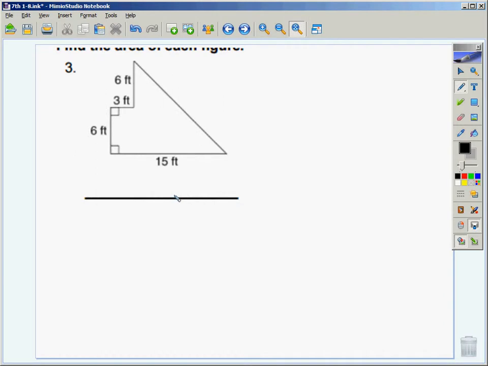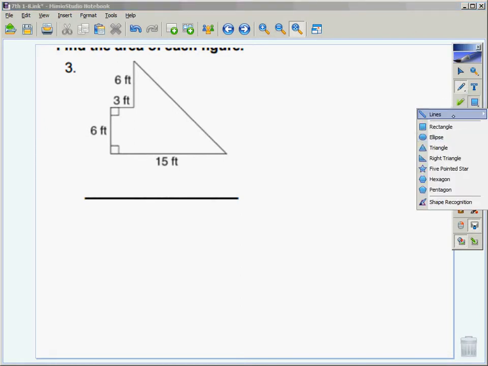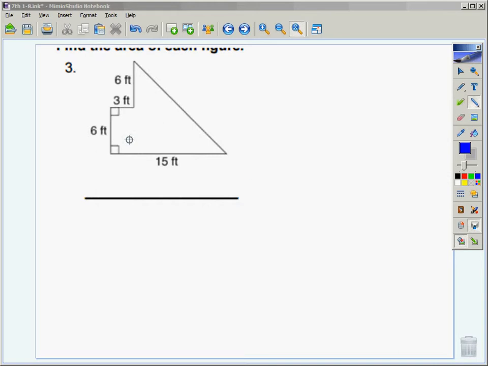Okay. When you get to a problem like number 3, did anybody need this one worked out? Yes. Okay. When you get to a problem like number 3, the first thing you have to decide is, where are you going to break this apart? And I broke it apart right here. And that gave me 2 shapes. Gave me a triangle, and it gave me a rectangle.